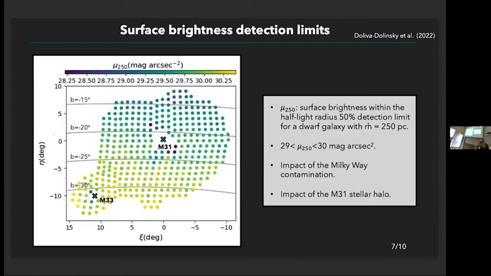This can be explained by the fact that there are stars from the Milky Way in the northern part of the survey. And also around M31, there are halo structures. And both those types of contamination degrade the recovery of dwarf galaxies. So that's the reason why it varies that much.